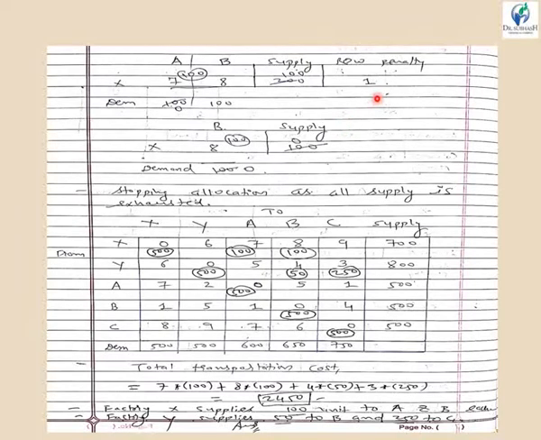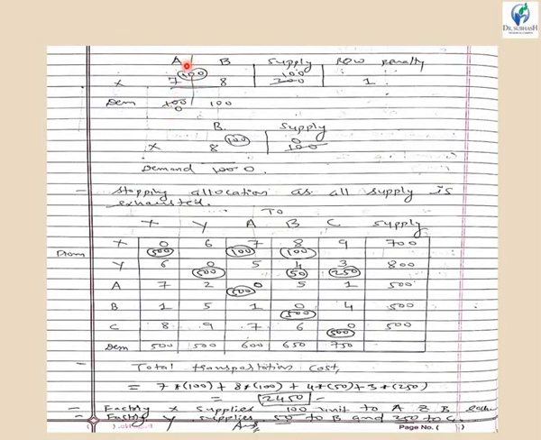Now only one row remains, so our lowest cost cell is this 7. Supply capacity of X is 200, whereas demand of A is 100 and of B is also 100. So the lowest cost cell in this X row is 7. Among 200 and 100, the lowest value will be used for the allocation. So that is 100, which I have allocated over here.